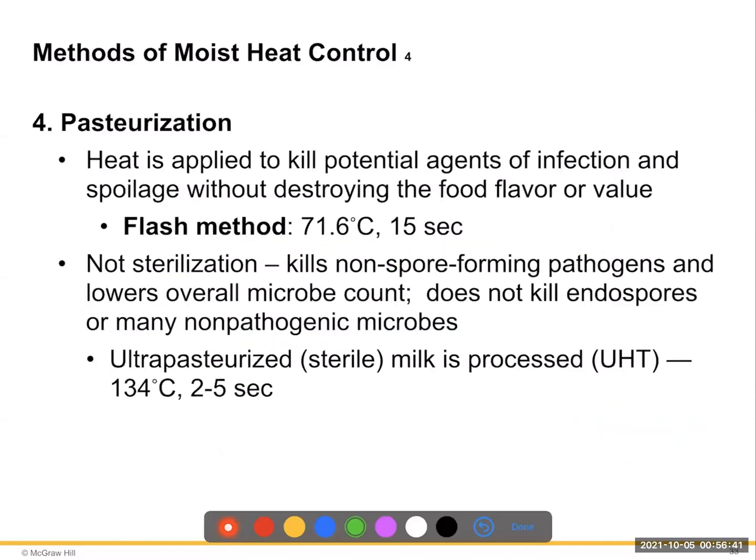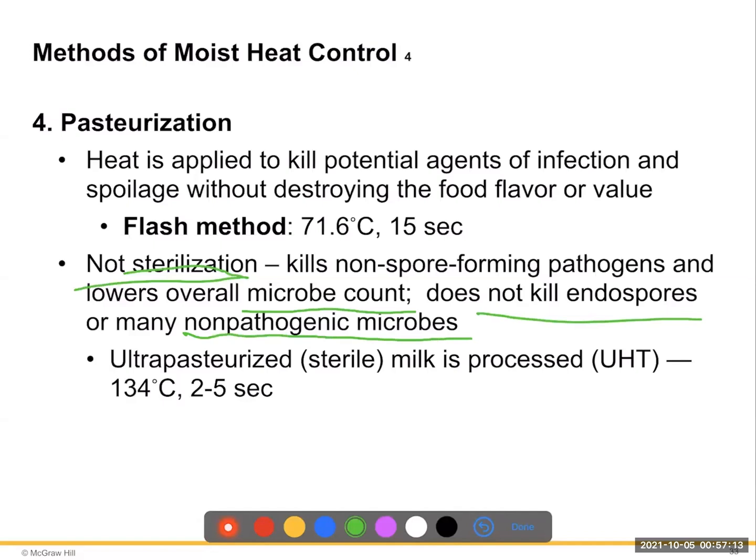Pasteurization. Heat is applied to kill potential agents of infection and spoilage without destroying the food's flavor value. It's a flash method, 71.6 degrees centigrade for 15 seconds. It's not sterilization. It kills non-spore forming pathogens and lowers overall microbe count. It does not kill endospores or many non-pathogenic microbes. So a lot of the microbes that don't cause disease aren't killed by it, and it doesn't really matter because they're not going to cause us any problems.